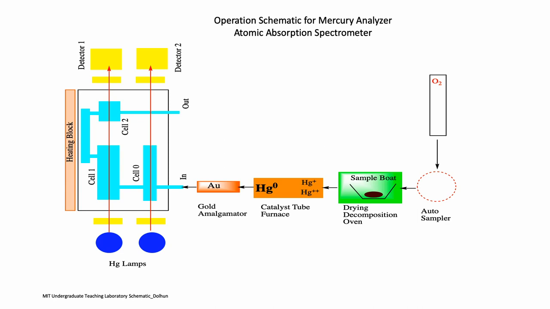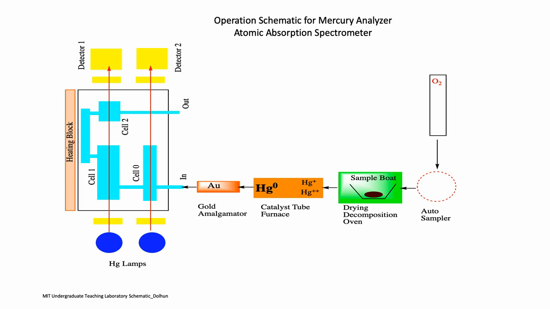pneumatic arm comes out, grabs your sample out of the auto sampler and inserts it into this drying decomposition oven. The drying decomposition oven will heat the sample up to about 650 degrees or so, and it combusts everything. All of the combustion products of your sample are carried by the stream of oxygen gas into this catalyst tube furnace. Everything goes in the catalyst tube, and that catalyst tube gets heated up to about 500 degrees, and it pulls everything out.